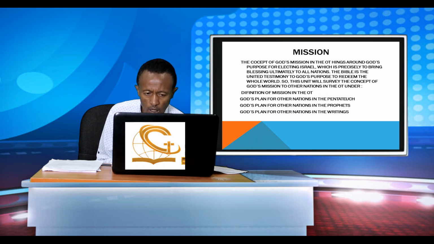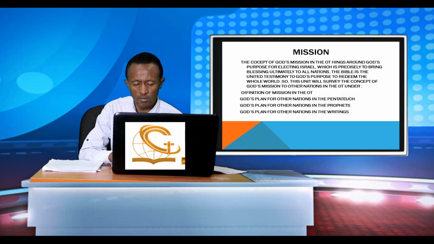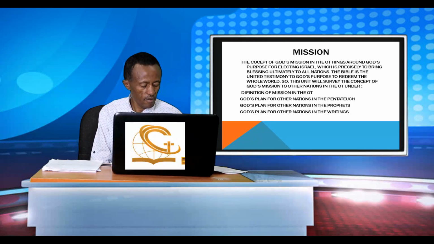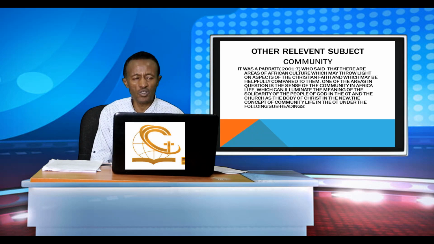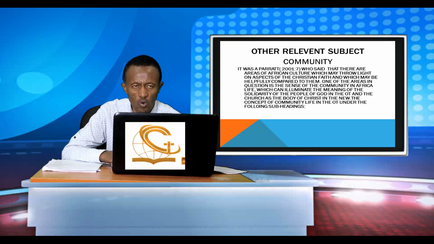And God's plan for other nations in the Writings. In the Writings, we see it in Psalm 2, Psalm 22, and Psalm 67. They show the intent of God for humanity, for the nation, for the tribe. Especially Psalm 2, Psalm 22, and Psalm 67. So the next one is the community.